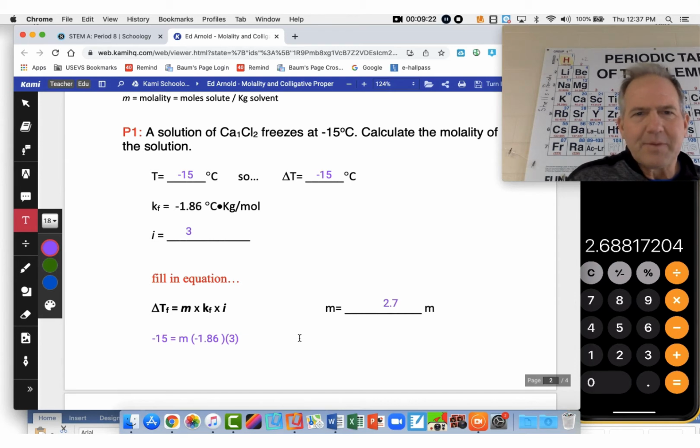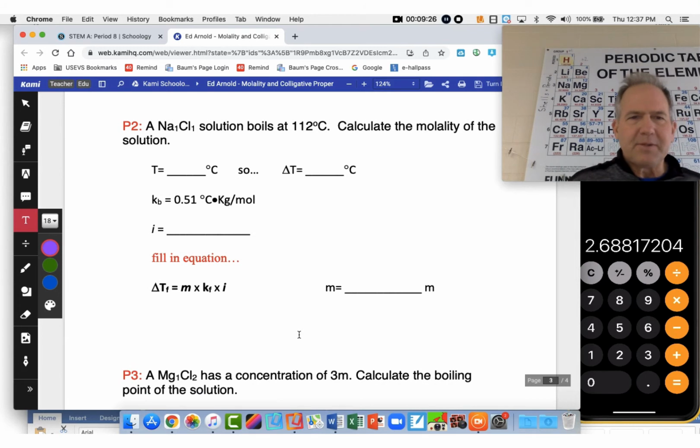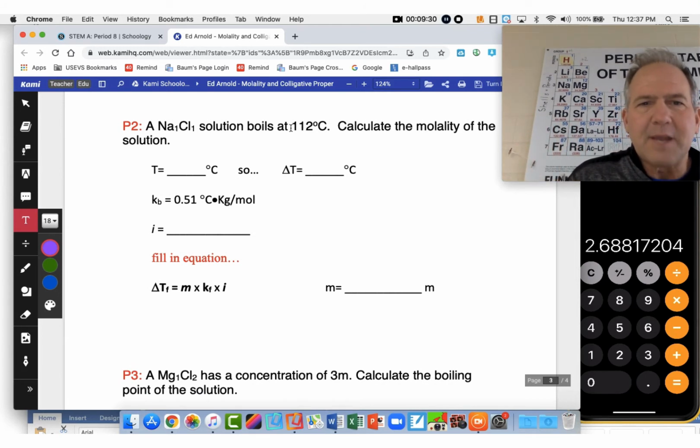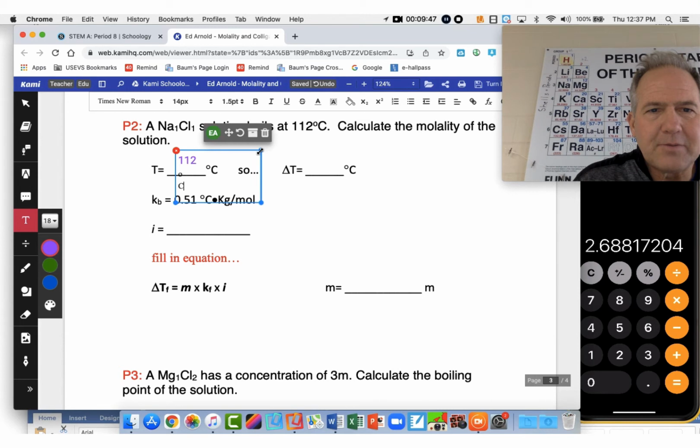All right, let's go to the next problem. Now this problem's the same exact way, except this time it's boiling. So first of all, what's the temperature? A NaCl solution boils at 112 degrees Celsius. You know what? Copy paste. And make it fit. Why aren't you fit? Oh, that's because we have that Celsius thing in there. There we go. So 112.